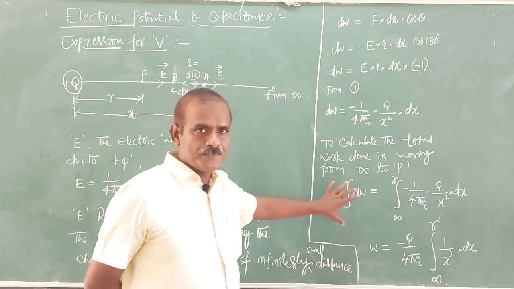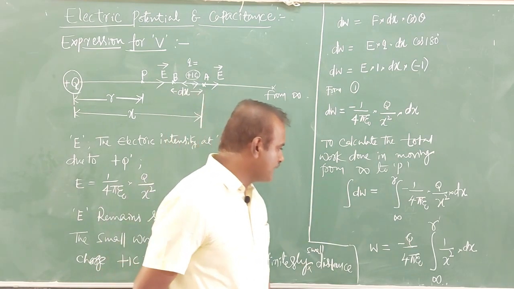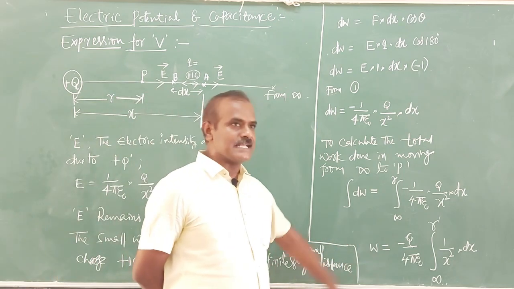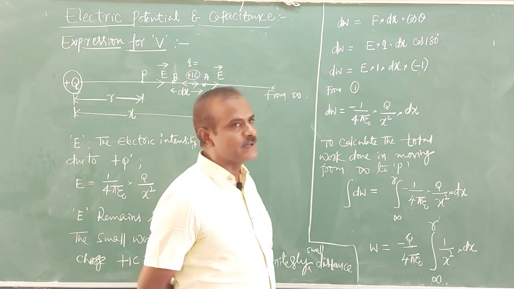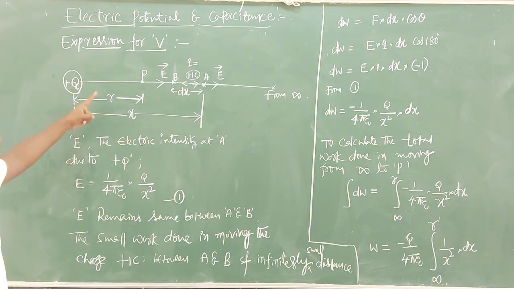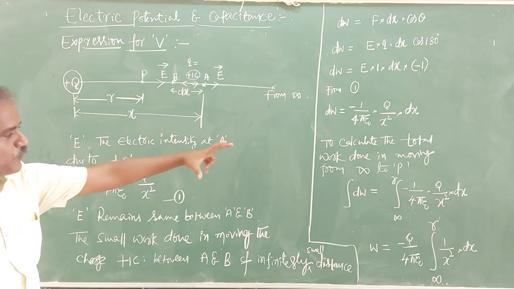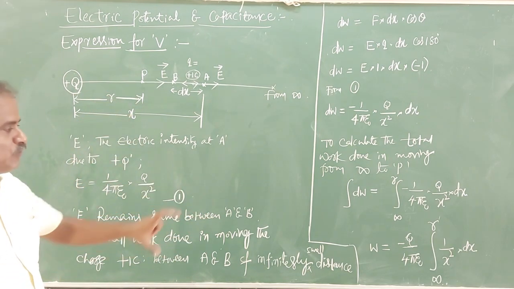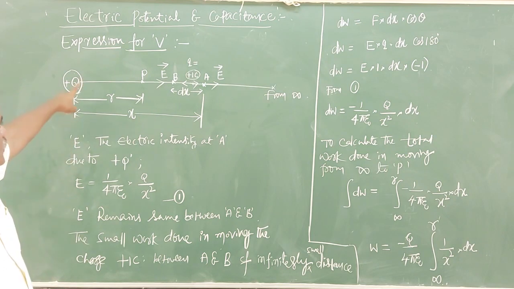Understand? Now, if you integrate this part, you will get minus 1 by x, and minus and minus cancel. I think better you copy this and note down these points very importantly, so that we can write the final simplification. Observe carefully once again.